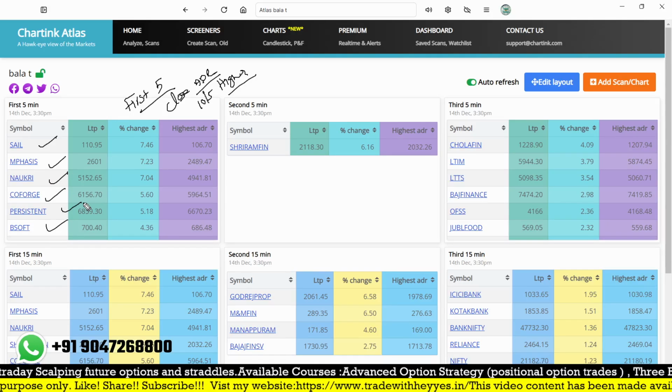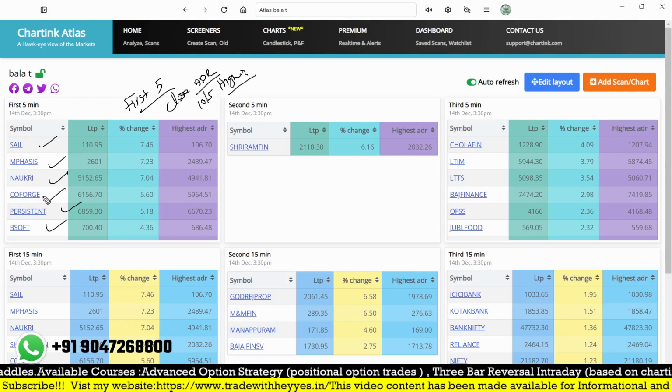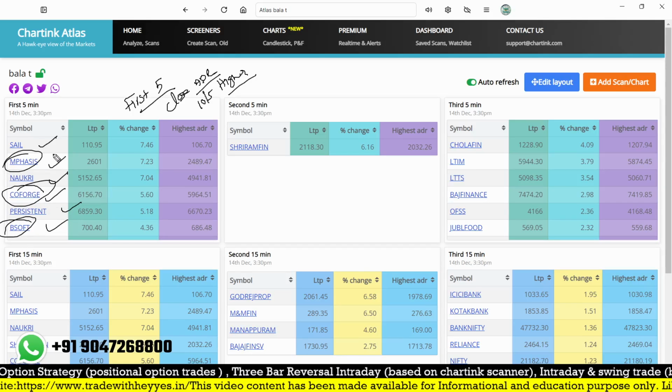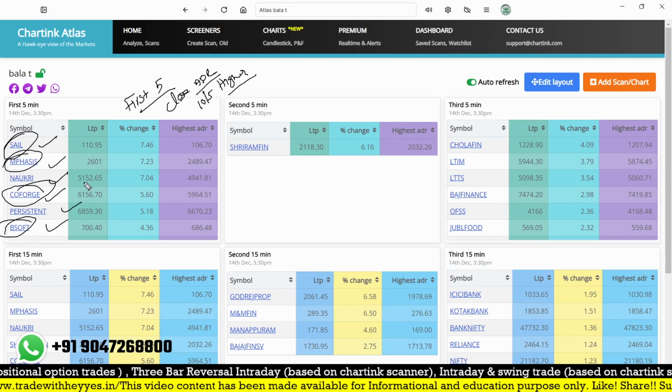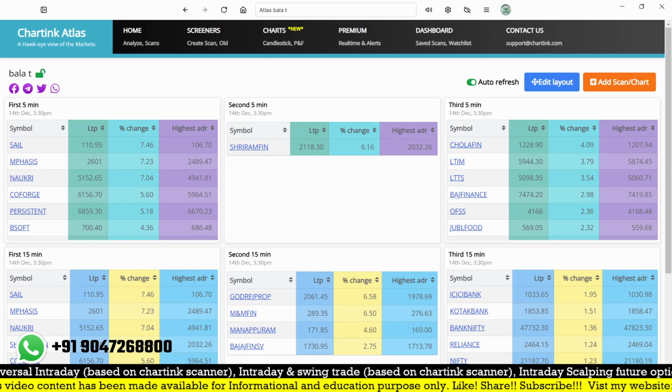Maybe this is the end of the day result. But in the morning I saw two stocks, GoForce and MPS, then a third one, BSoft, and a fourth one, Sail. The list never repaints. First of all, this is a charting scanner, so your condition is right.